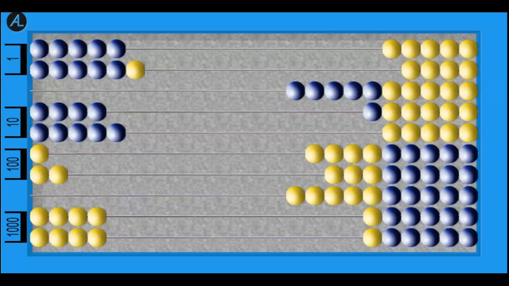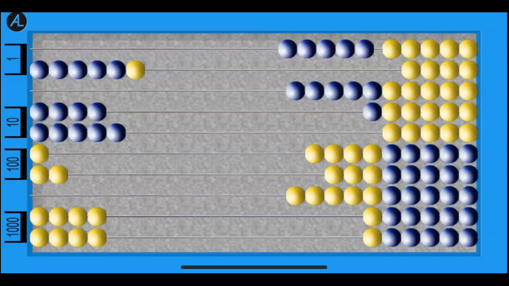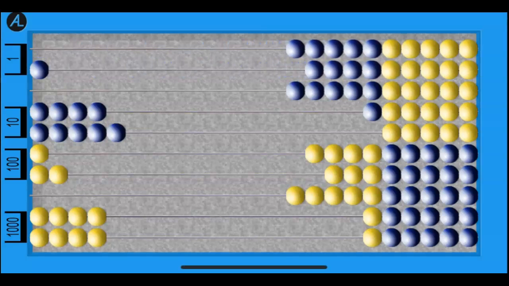Right away I can see that there's a trade that I can make. I can take down 10 ones. You go ahead and make the trade. I took down 10 ones, so I'm going to put up 1 10. Okay, so we made the trade.